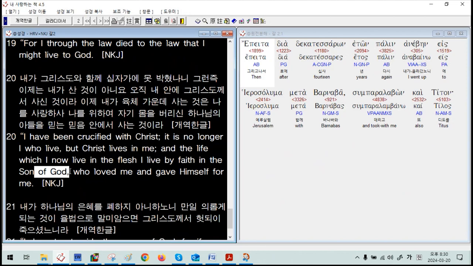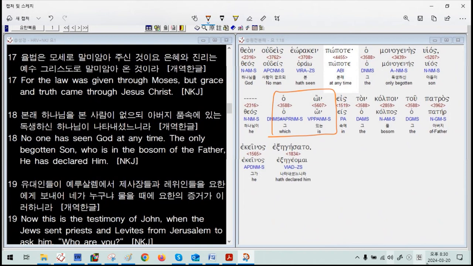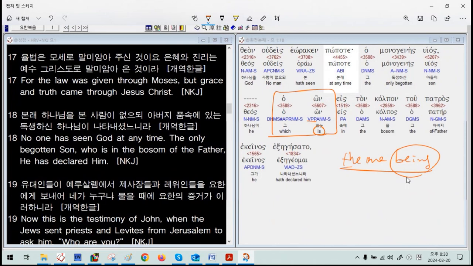Then why is Jesus existing? The only begotten Son existing. It is not "is," like I say, you see VPP, the one being. Continuously, habitually, repeatedly, why the only born Son existing? Yes, I just explained that the purpose is to become one, moving into action, into the bosom of the Father, right?